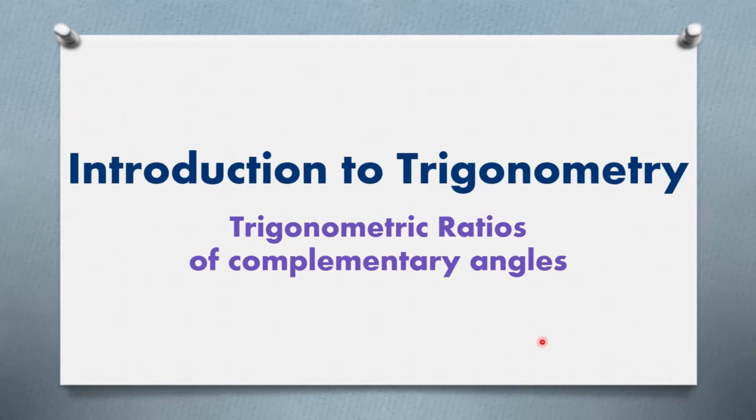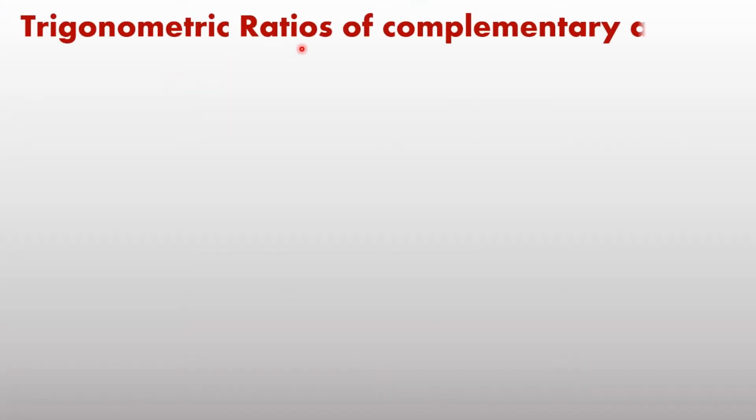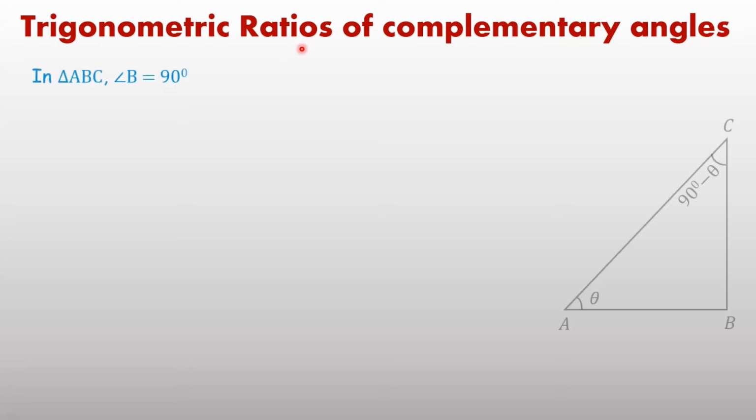In this video, we are going to discuss the trigonometric ratios of complementary angles. First, you should know the meaning of complementary angles. Complementary angles means two angles whose sum is 90 degrees are known as complementary angles.